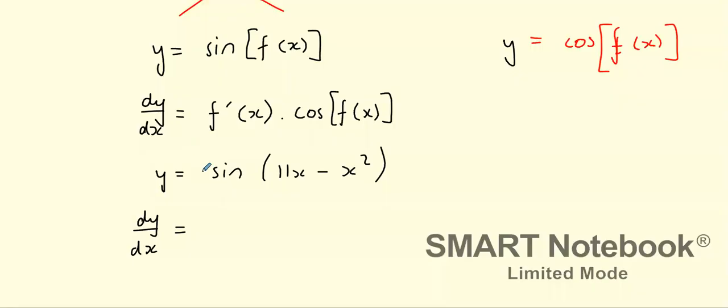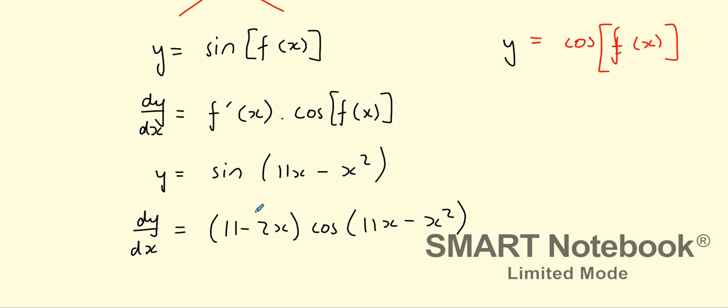So looking at this, here's my f of x inside the brackets. If I differentiate that, I get 11 minus 2x. And I differentiate sine, I get cos, and this bracket stays the same. And there is my answer. It's as simple as that. So if you get really complicated functions, maybe I might use the chain rule from first, doing all the steps. But otherwise, if it's something like this, you know what to do.